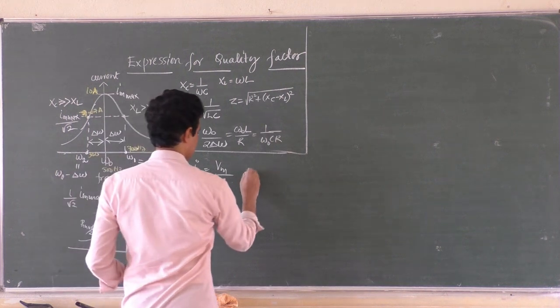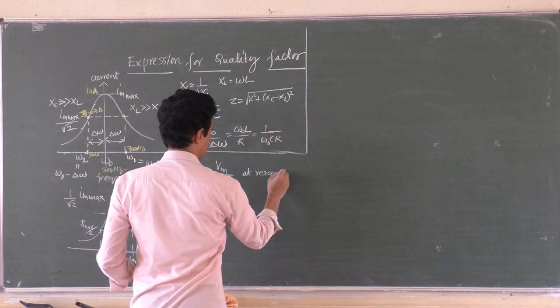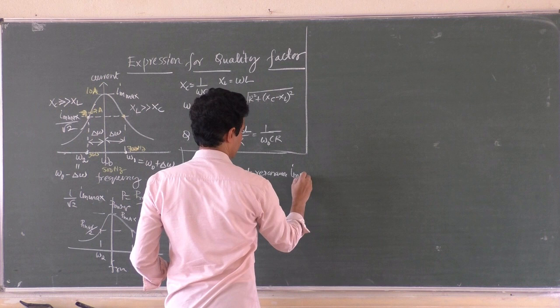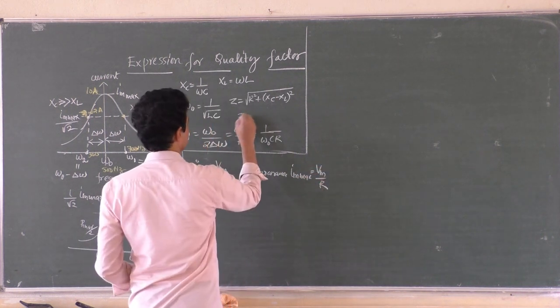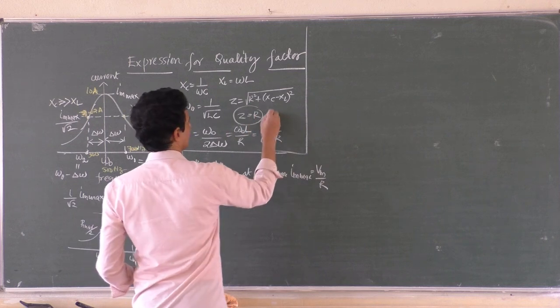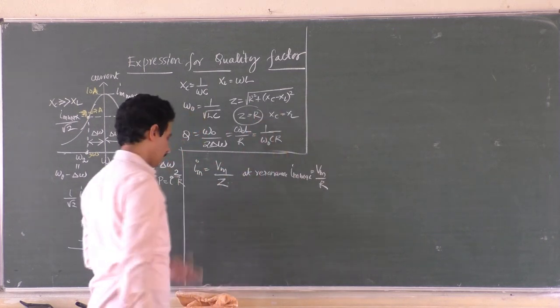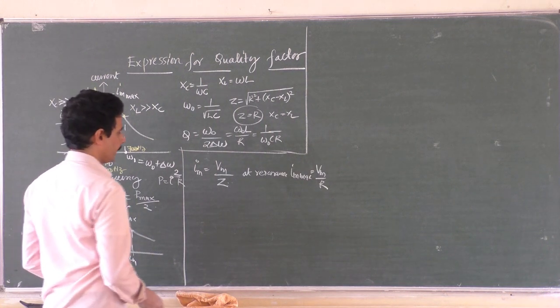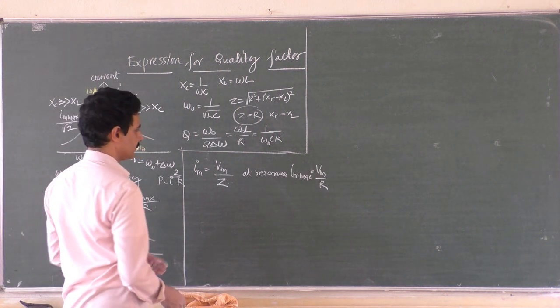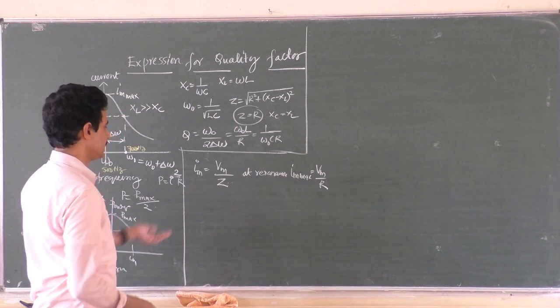So at resonance, Im maximum is equal to Vm by R, because Z equals R at resonance when XC equals XL. Correct? All these things you know. Now, Im maximum is equal to Vm by R. Now, Im is equal to Vm by Z.